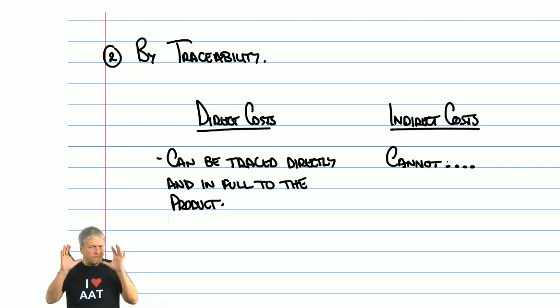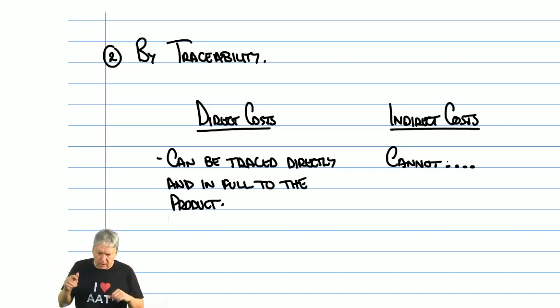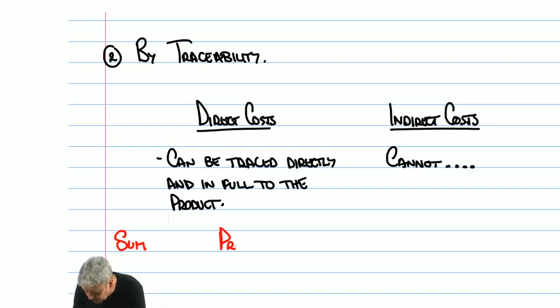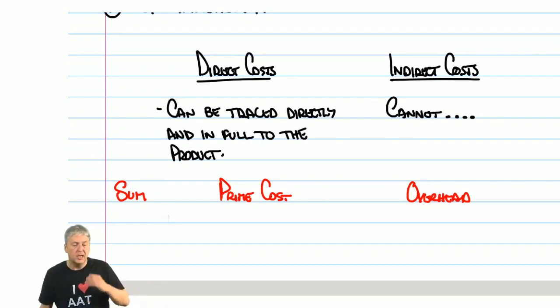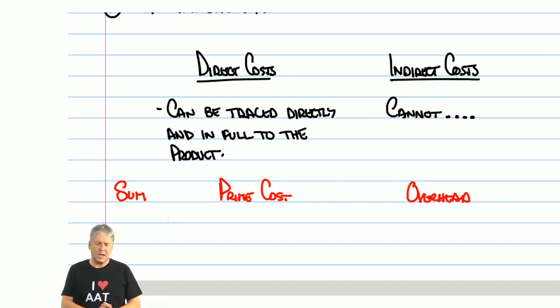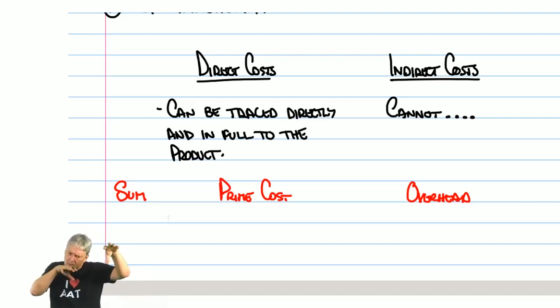Now, this is a very important distinction, because what we see here is that the sum of the direct costs is called the prime cost, and the sum of the indirect cost is called the overhead. And I'm sure you've come across the idea that the way we treat prime cost and overheads is fundamentally different. Okay, so we've got to be able to classify by nature and by traceability.